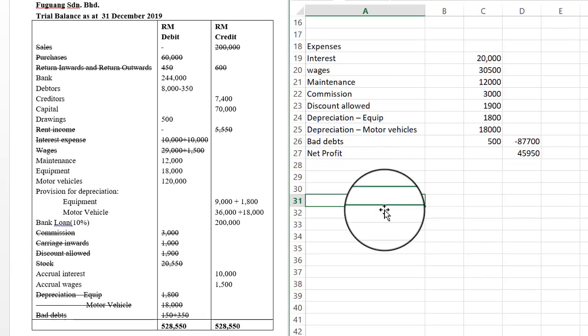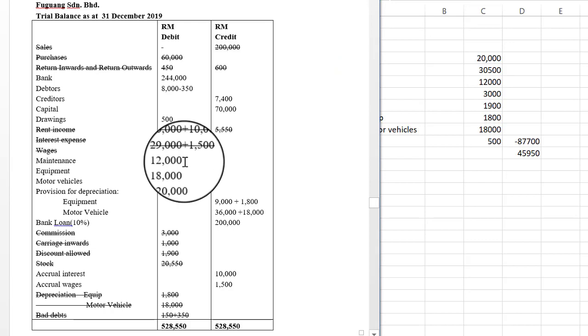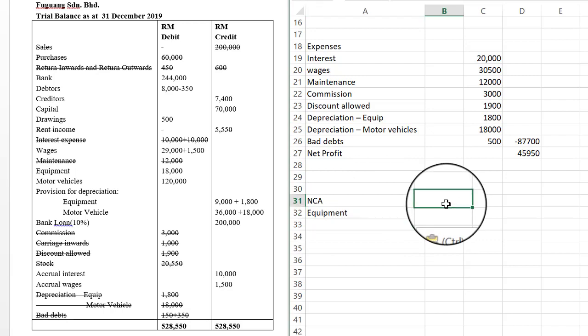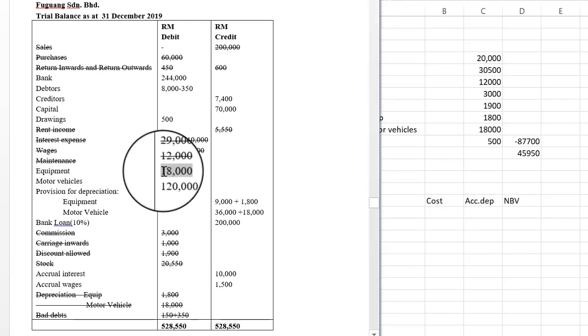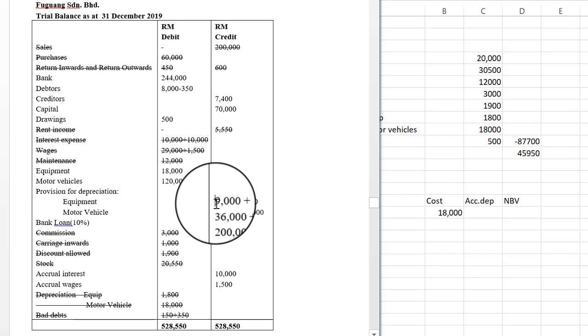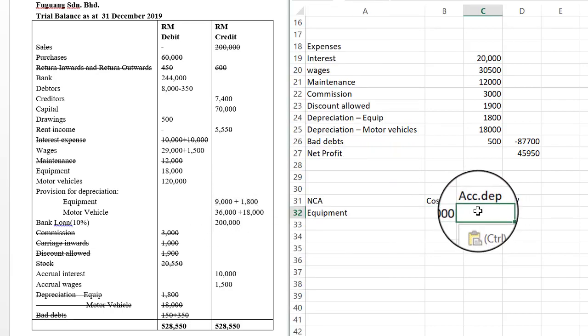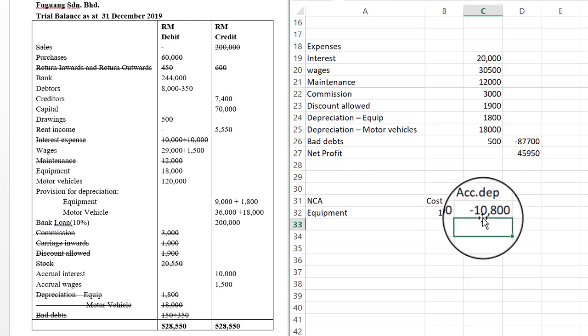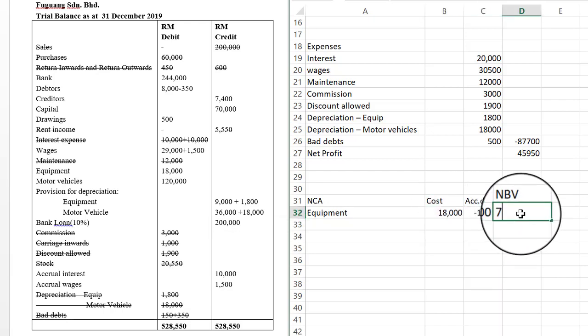So you will start with your non-current asset. So in your non-current asset, you have your maintenance, just now already used. Now you have your equipment. For equipment, you have your cost minus accumulated depreciations, then you get your net book value. Equipment, the cost is 18,000. And then your net book value, you have to minus off this accumulated depreciation, which is 10,800. So you have to minus it. So total net book value will be 7,200.